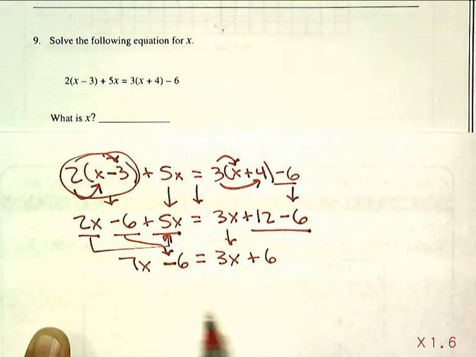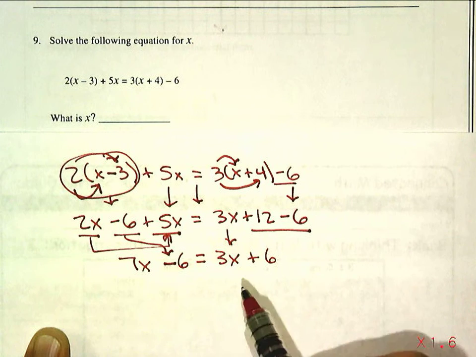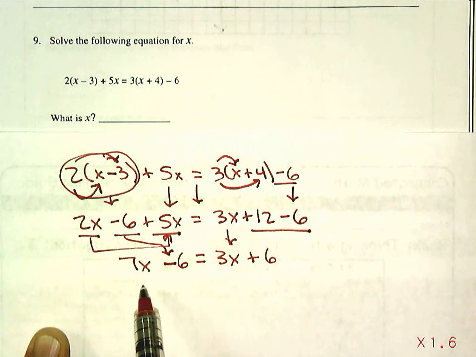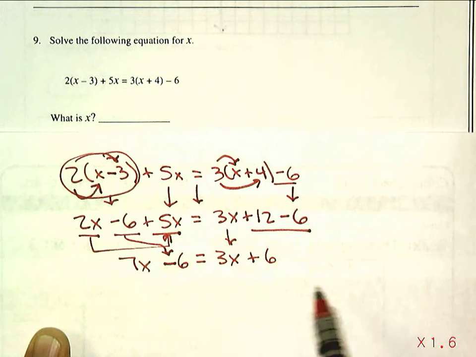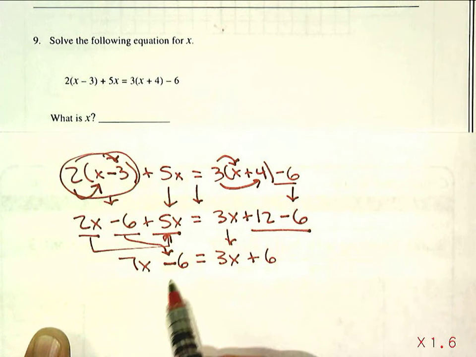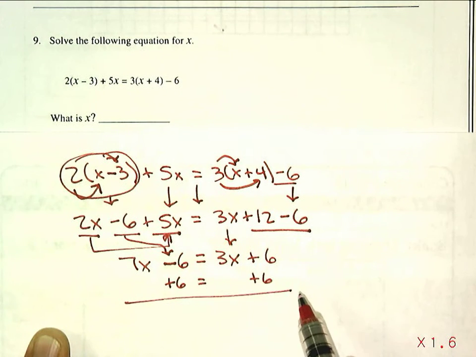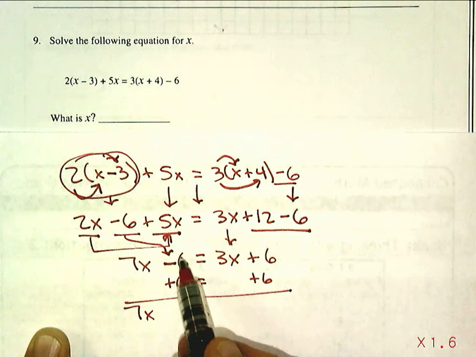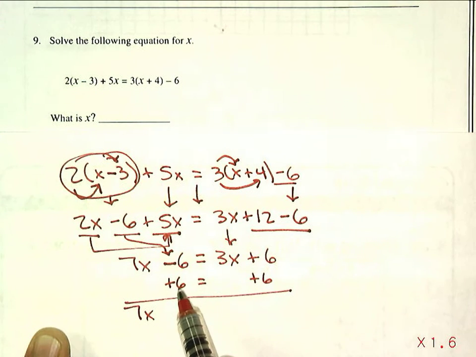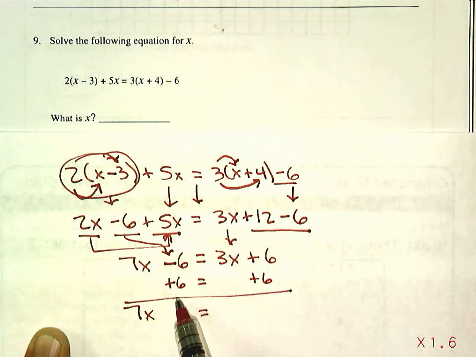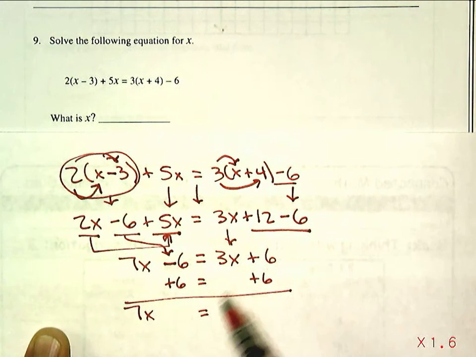And so now I need to do a couple different things. I need to get all the x terms on one side and all of the number terms on the other. So I think I'm going to start with number terms. There's really no rule that says you have to start one way or the other, but I think I'm going to add 6 to both sides of the equation. Because if I do that, then now this will go away. Minus 6 and plus 6 is 0. So that becomes nothing. I'm not going to put anything there since plus 0 doesn't change anything.